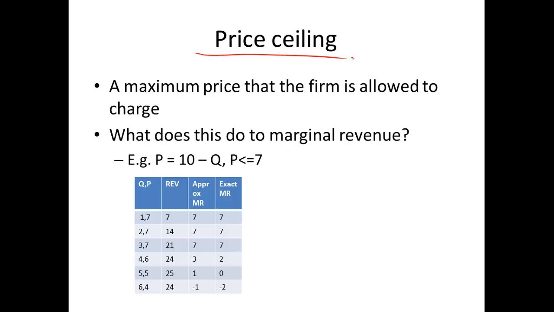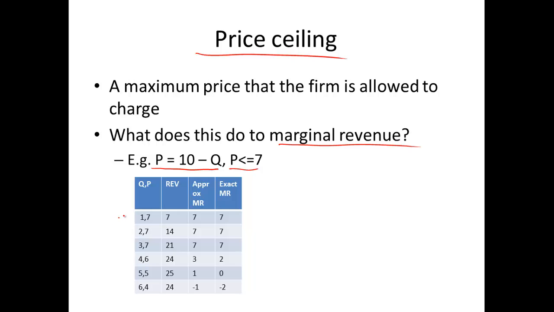What I want to think about here is what this does to marginal revenue. So let's take a specific example, P equals 10 minus Q, but let's say the price ceiling is that the price must be less than or equal to 7. It cannot be higher than 7. So we can do an exercise, kind of like an exercise we've done before, where we have quantity and price along the demand curve, and then we can calculate the revenue. But we have to keep in mind that this constraint is binding.